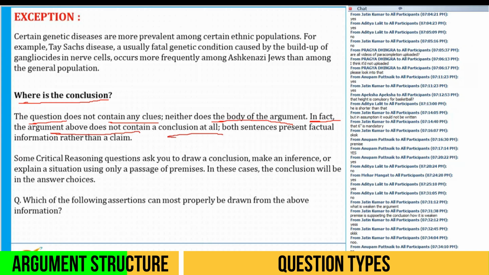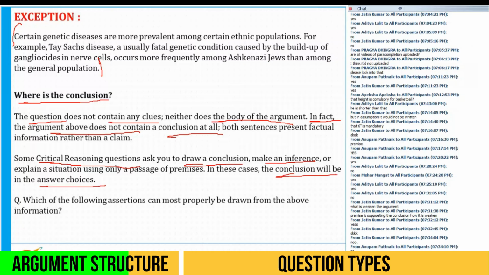Some critical reasoning questions, what they will do is that they will ask you to read all this, and based on this, they will ask you to draw a conclusion. They will ask you to make an inference. Okay, so that means the conclusion will be in the answer choices.